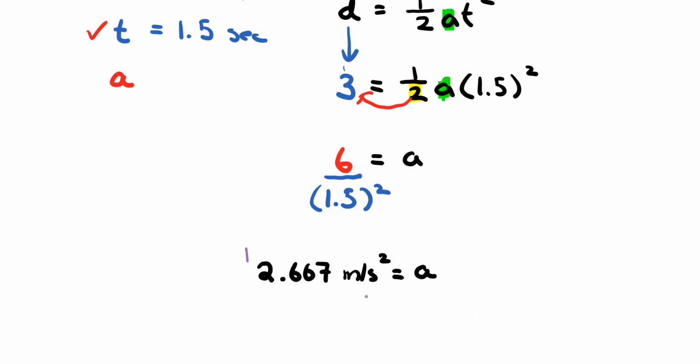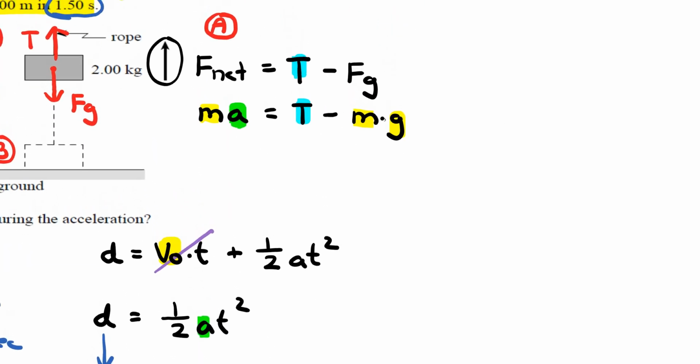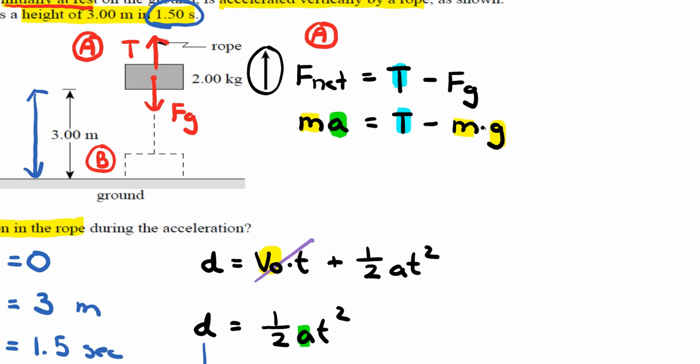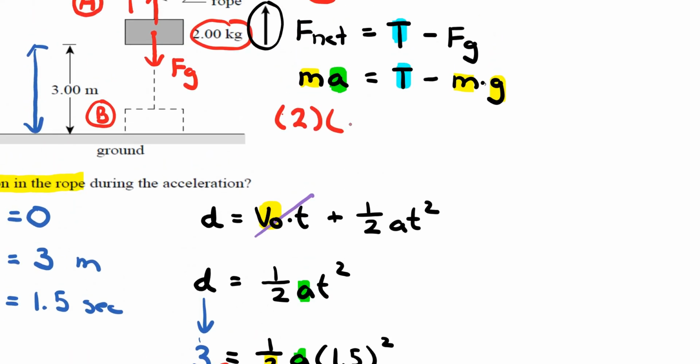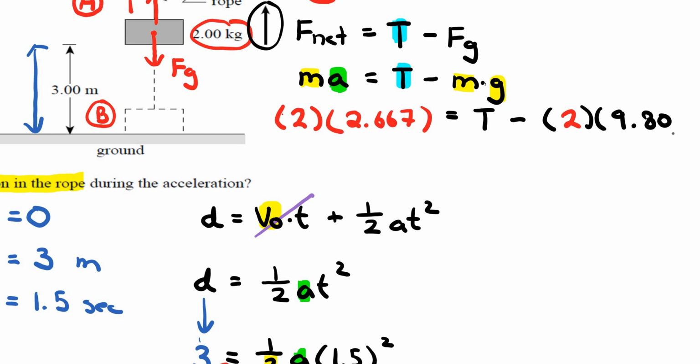All right, so this number is going to be very important, and what we're going to do with this number now is we're going to go back to situation A and solve for that F net equation there. Okay, so let's go back to this part of the equation here. So we know the mass is going to be 2 kilograms, right? The acceleration we already found is 2.667, so we can plug that in now. So 2 times 2.667 equals the tension in the rope minus the mass, and the mass was 2 kilograms, and the acceleration due to gravity is 9.80.